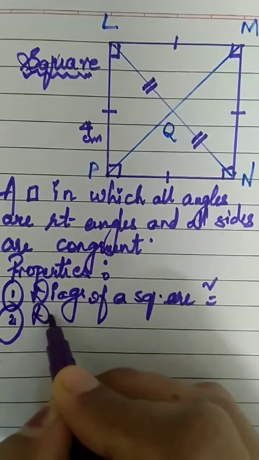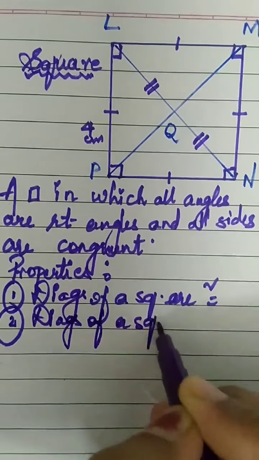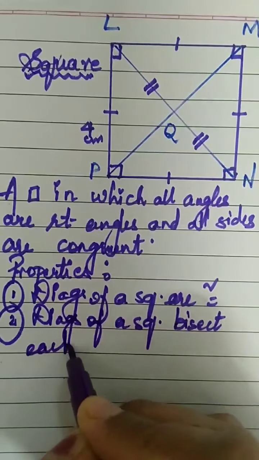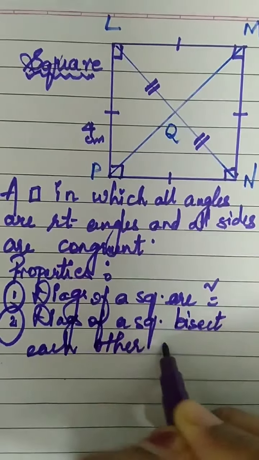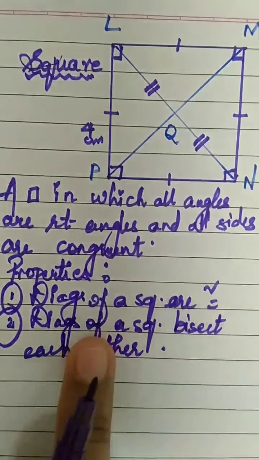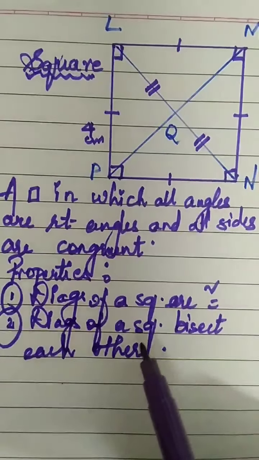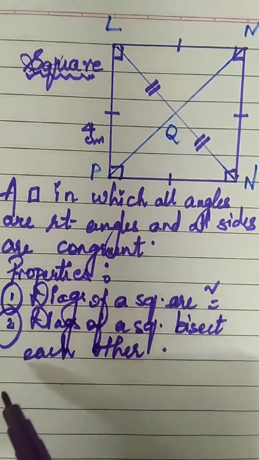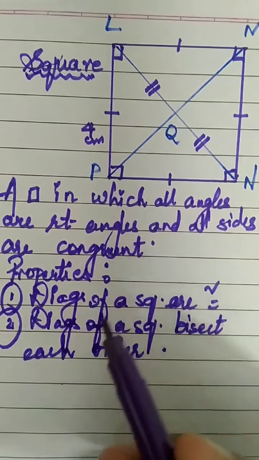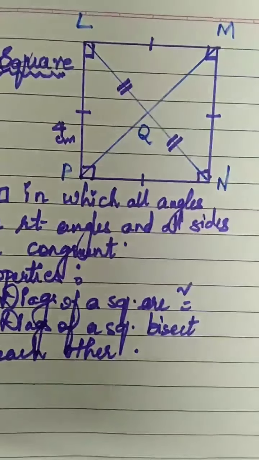So diagonals of a square bisect each other. Both these properties are the same for rectangle and square. So like that you can correlate and learn. Diagonals of a square are congruent. Diagonals of a rectangle are also congruent. Diagonals of a square bisect each other. Diagonals of a rectangle also bisect each other. Now let us see the third property, which is a hatke property, a different property from the rectangle.